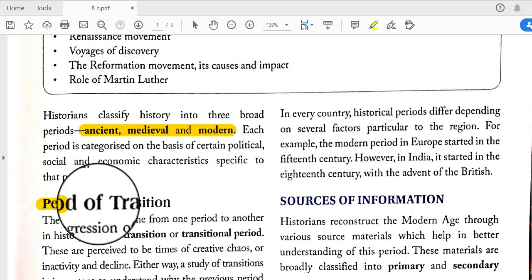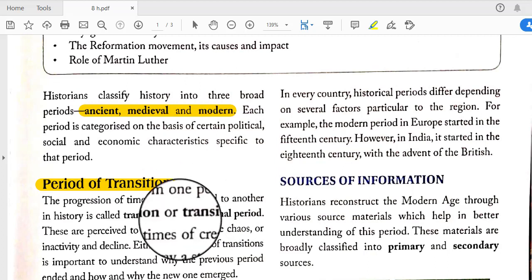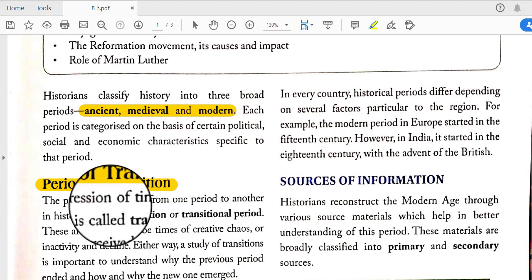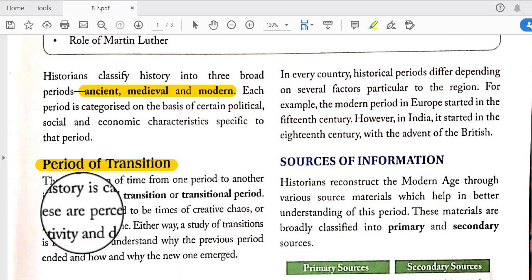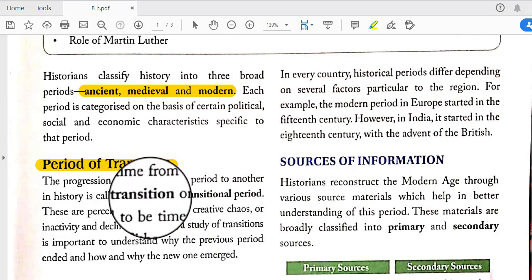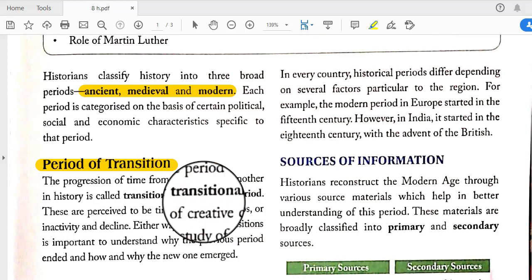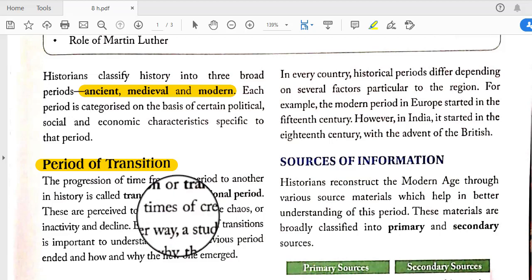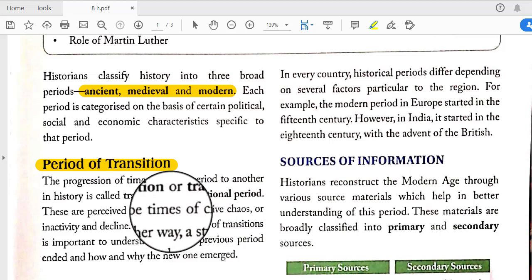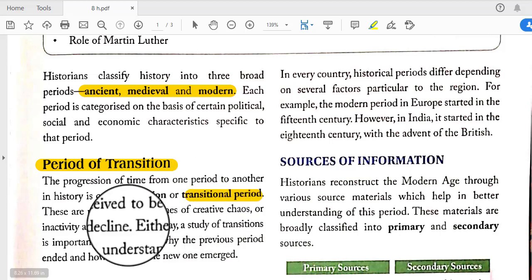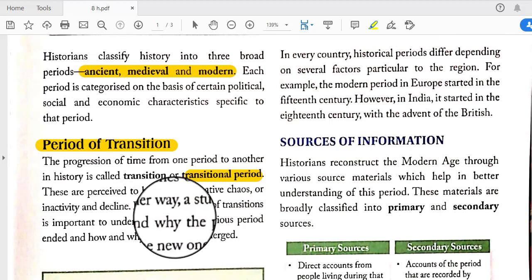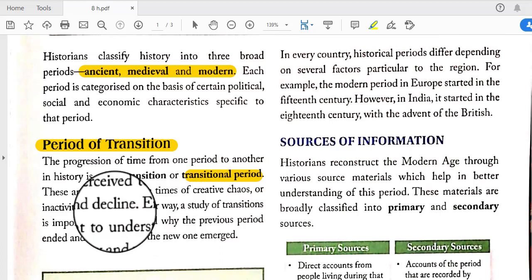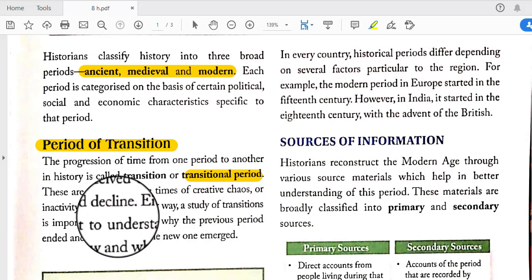Period of transition. What is the meaning of transition period? The progression of time from one period to another in history is called transition. So when the time period is changed into another period, this change is called transition or transitional period. These are perceived to be times of creative chaos or inactivity and decline.